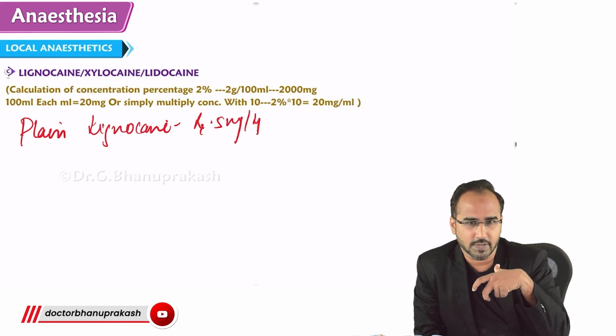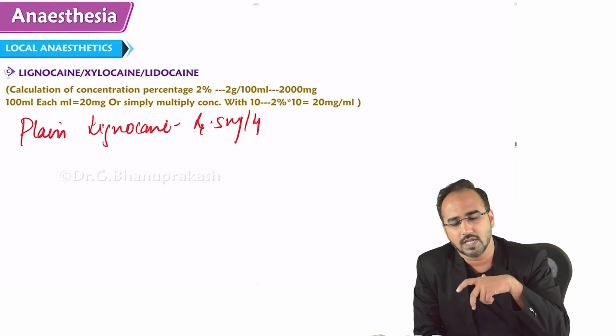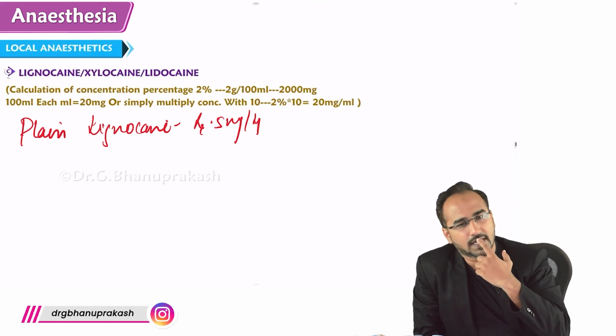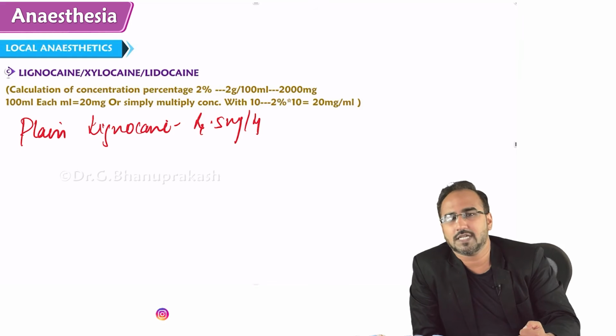You are giving this lignocaine to the patient. You're not aware that you are giving a toxic dose. As you are giving this lignocaine, slowly the patient will say, doctor, I am having some numbness or tingling sensation near my lips. Numbness or tingling sensation near my lips. That is called perioral numbness.